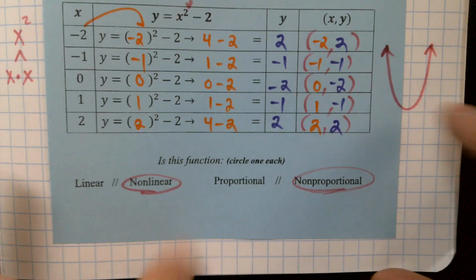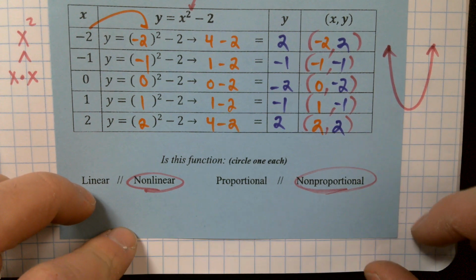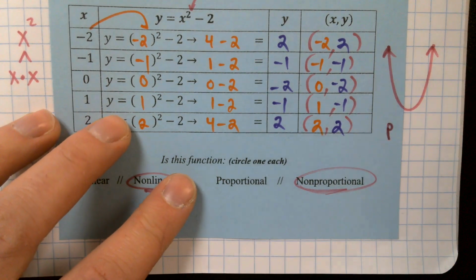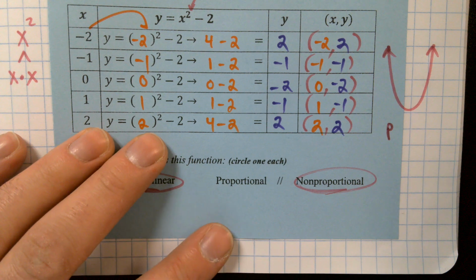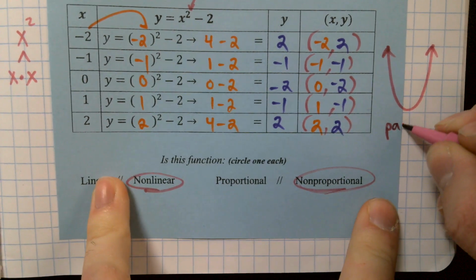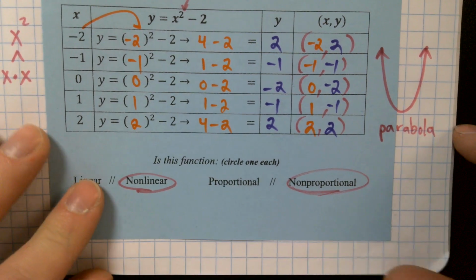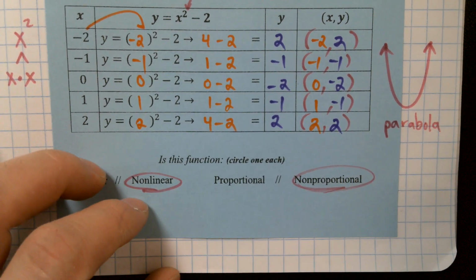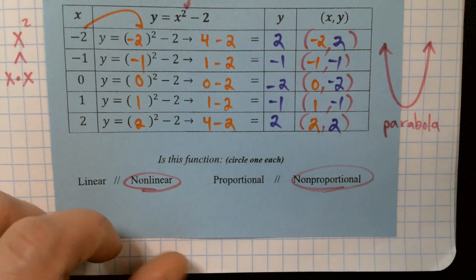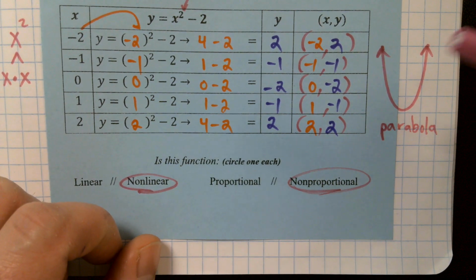You guys remember what I said this is called? Smiley face? No. A U? No. Starts with a P. Proportional? No. Go ahead and write it. Parabola? Yeah, pretty much. It's pronounced a parabola. Everybody say parabola.